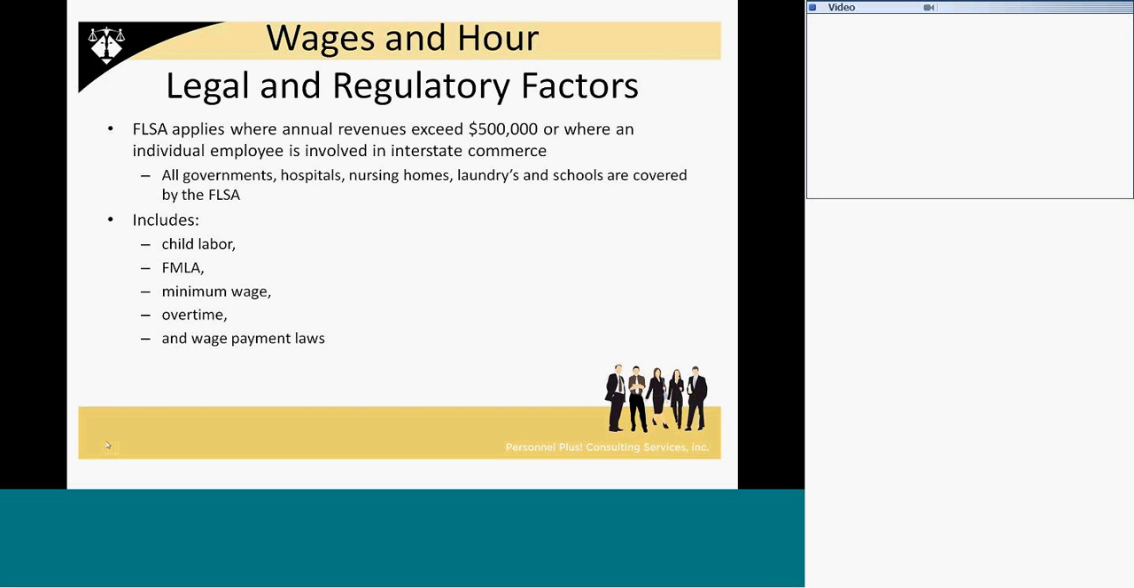Additionally, if you're a governmental entity, a hospital, a nursing home, a laundry, or a school, you're covered by the Fair Labor Standards Act, regardless of the annual revenues of the organization. And as mentioned a couple of minutes ago, when we talk about the Fair Labor Standards Act, it includes child labor, family and medical leave, minimum wage, overtime, and what are known as wage payment laws, which we'll talk about in just a couple of minutes.